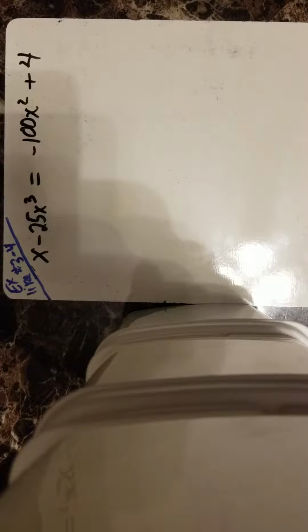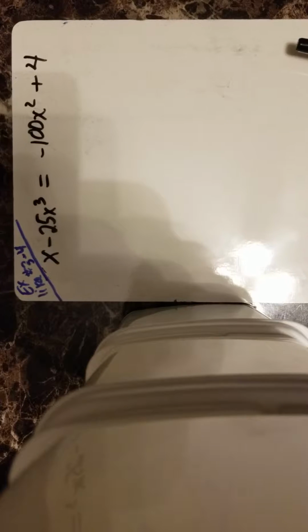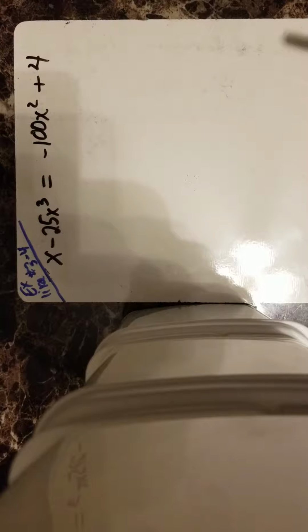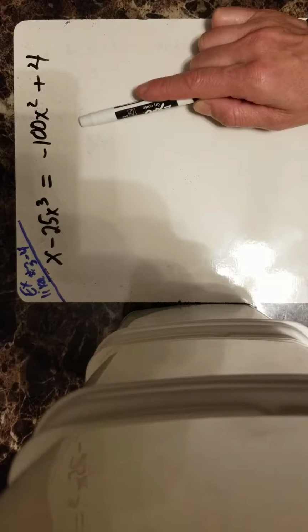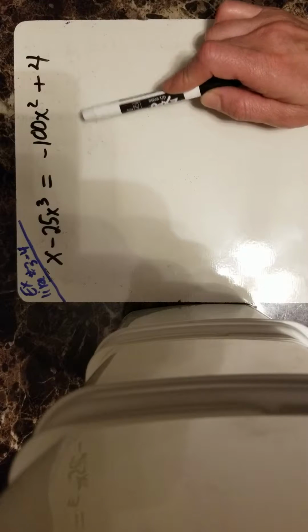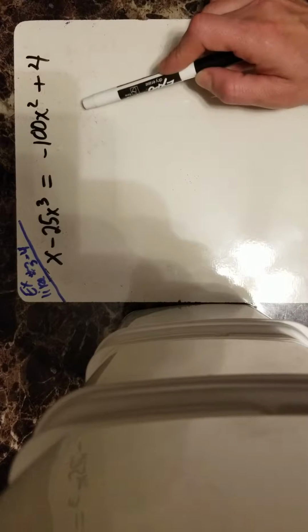Okay, in this video I'm going to be solving a polynomial equation by factoring. It's going to be like examples numbers 3 and 4 on your classwork. Okay, so if I look, I have terms on both sides of the equal sign. In order to solve by factoring, I need to make either side equal to 0.